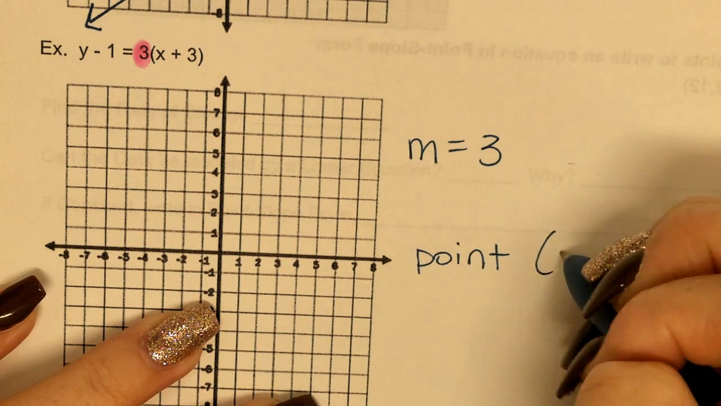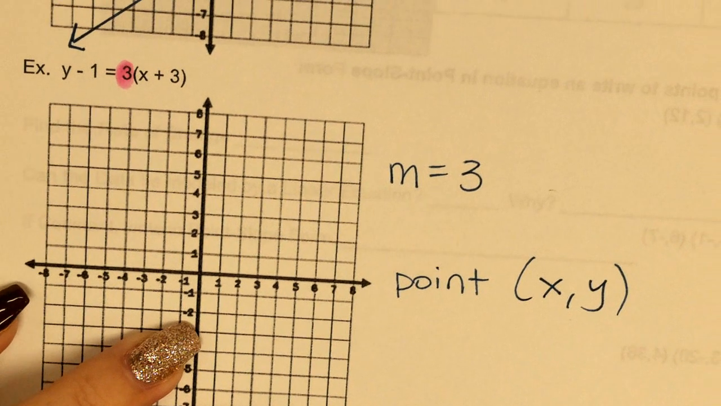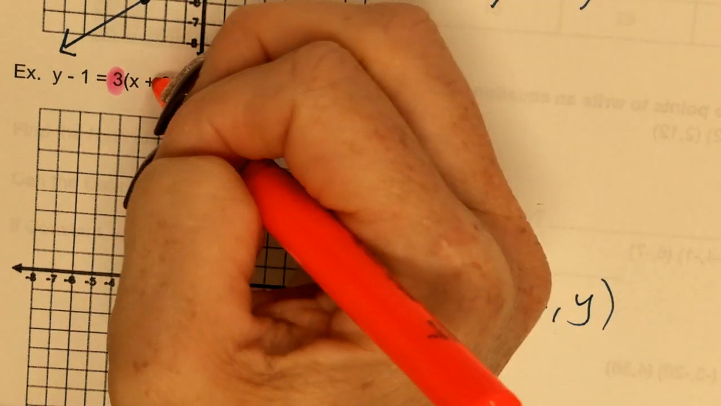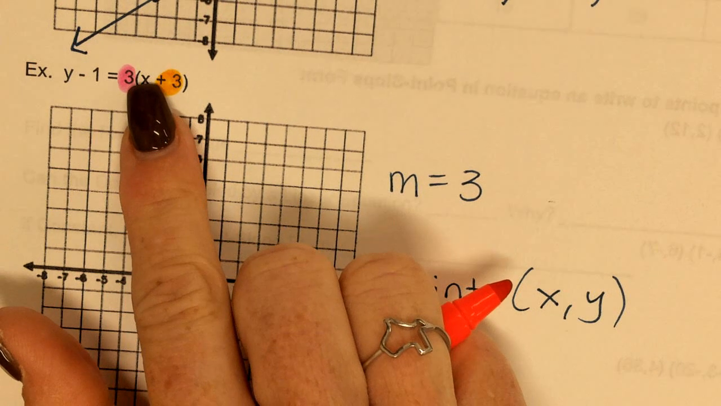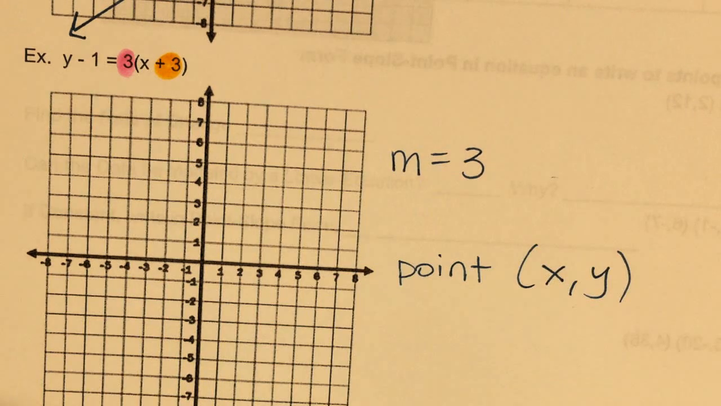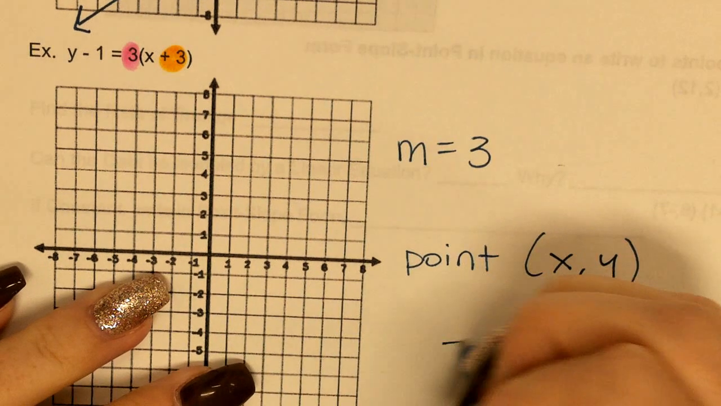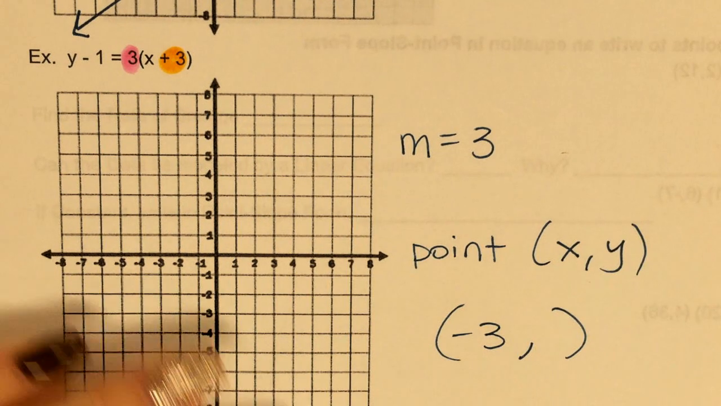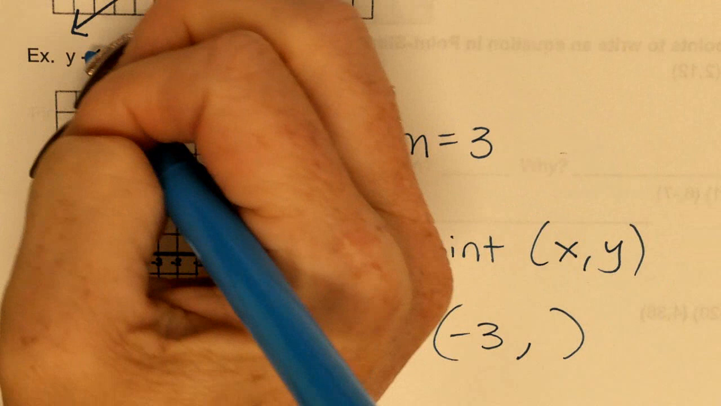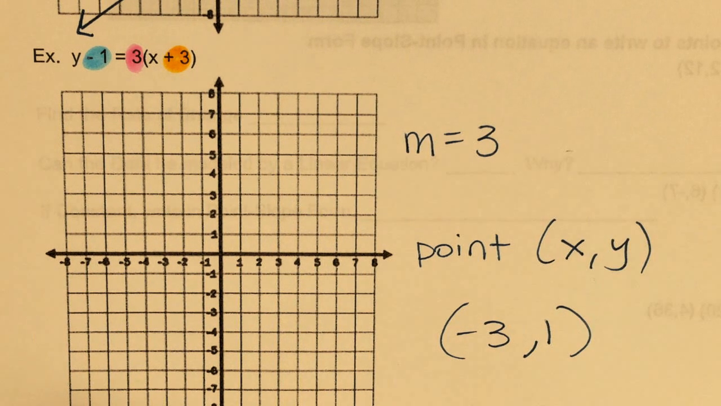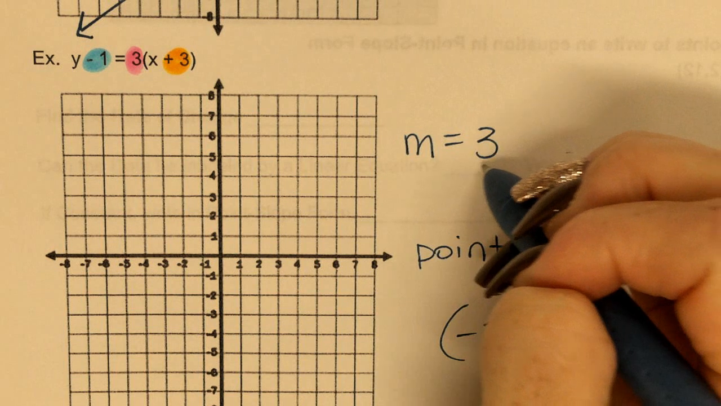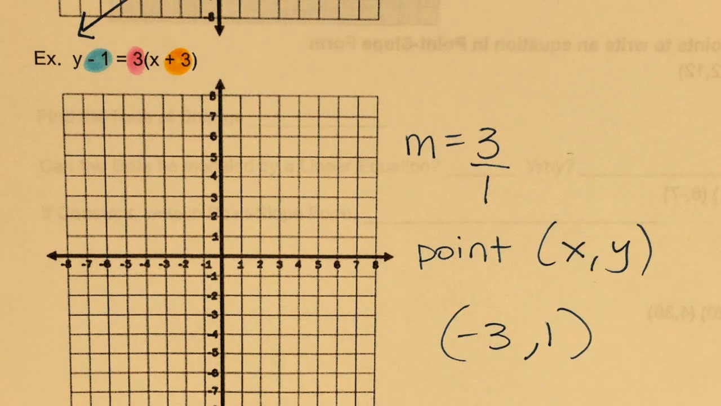For your point, you need an x and a y value. The x value is the opposite, and guys, you can remember it doesn't come first, it's next to the one that says x, right? What is the opposite of positive 3? Negative 3. And then for the y, it's right next to the y. It's the opposite of negative 1, which is positive 1. Now go graph. You start with your point, and then you rise. What is my rise over run going to be? 3 over 1. Very good.